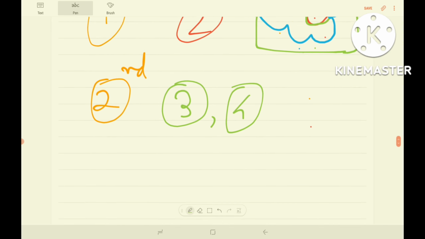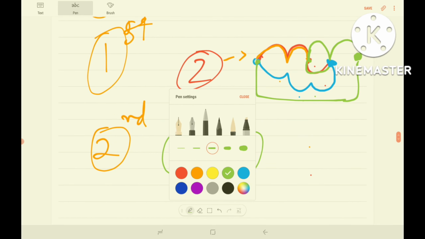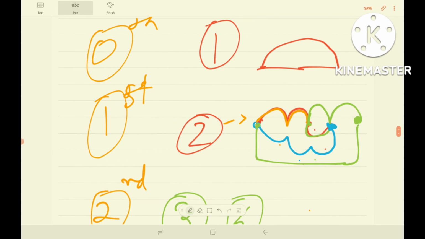Similarly, you're seeing a structure here, right? Initially you had one kind of jump. Don't consider this.